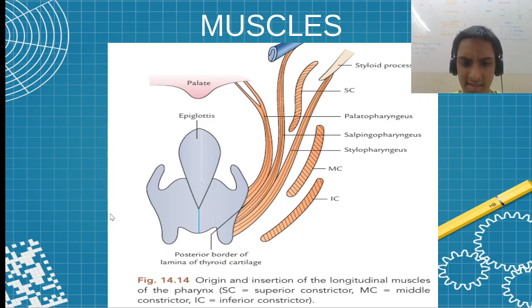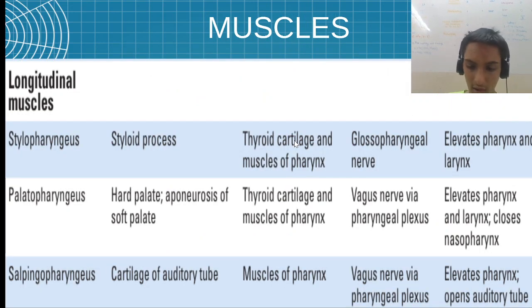Let us see the muscles. We have external and the internal muscles. So this we will see here. We can see here the external muscles and then the internal muscles. External muscles here you can see we have the palatopharyngeus, salpingopharyngeus and stylopharyngeus. Okay, let's see all the muscles.